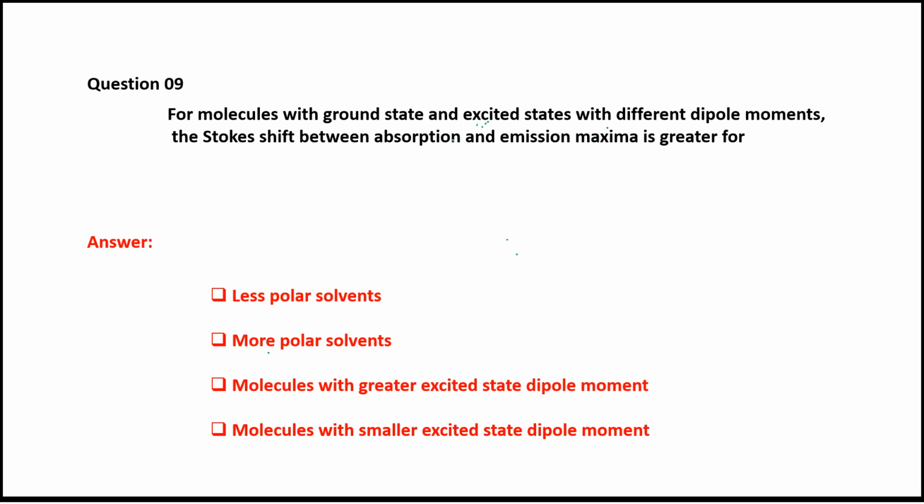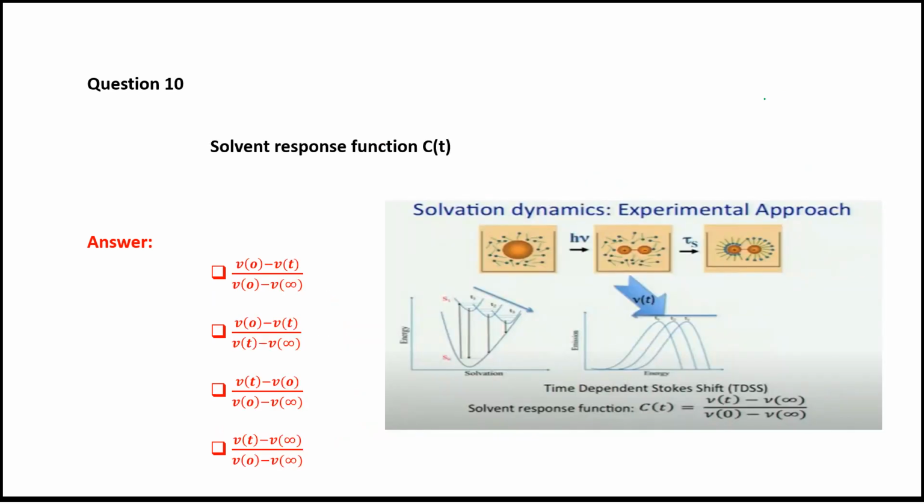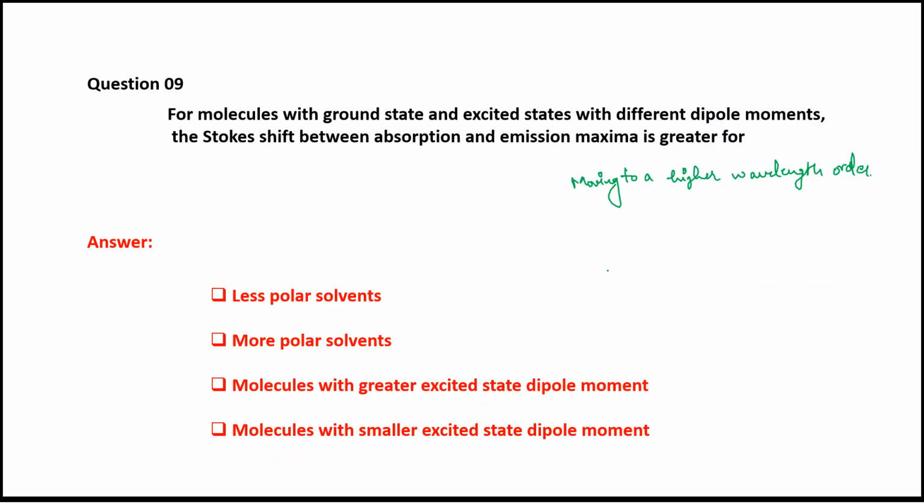In terms of wavelength, the Stokes shift refers to moving to a higher wavelength order. Now, the two states are also in the form of a dipole. Here they have represented it in the form of a picture.